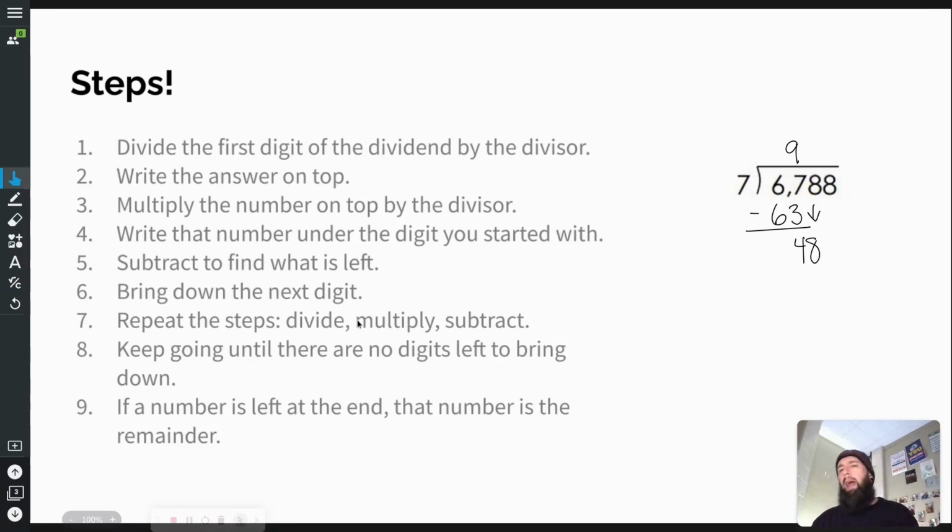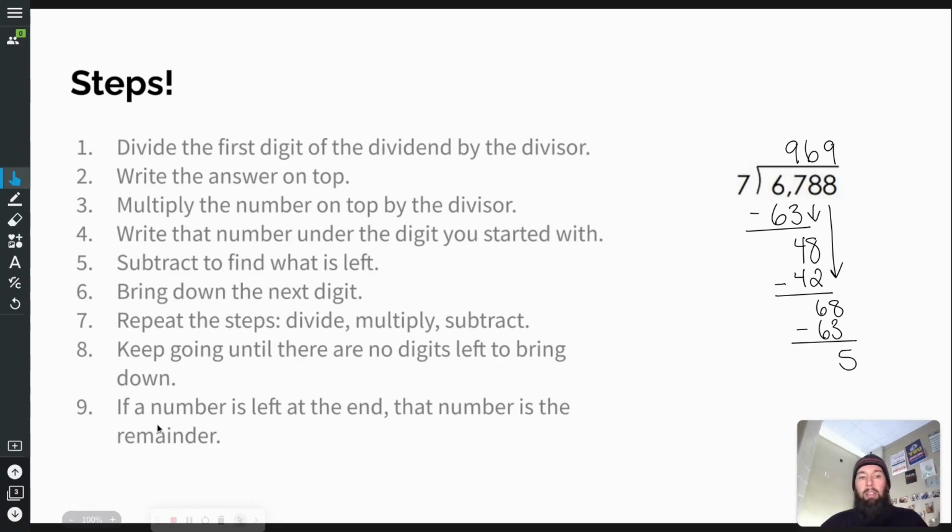Divide, multiply, subtract. 7 times what is 48? Well, nothing really, but 7 times 6 is 42. So we put a 6 right there. 7 times 6 is 42. Write it out. Subtract. 48 minus 42, that is a 6, that is a nothing. Bring down the next number. 7 times what is 68? Well, 7 times 9 is 63, so we'll put a 9 there. 9 times 7 is 63, and we're out of numbers to drop down. So we subtract, we get 5.